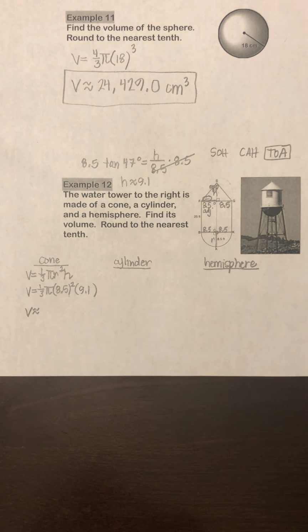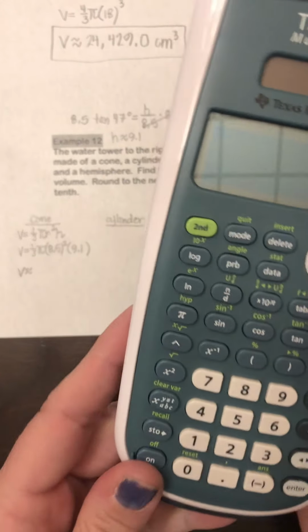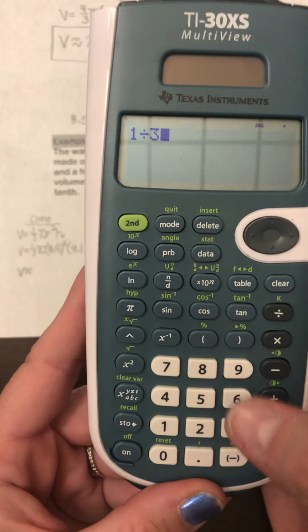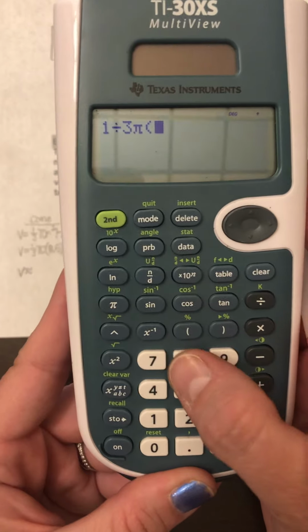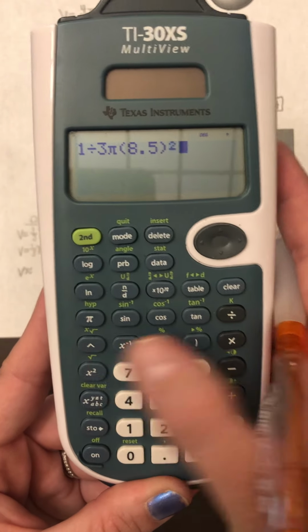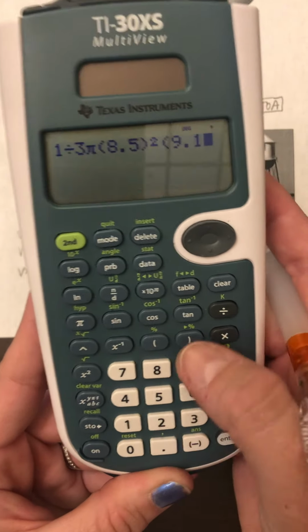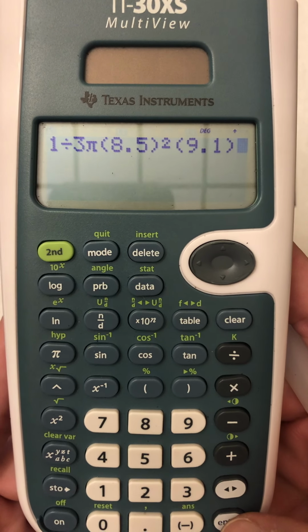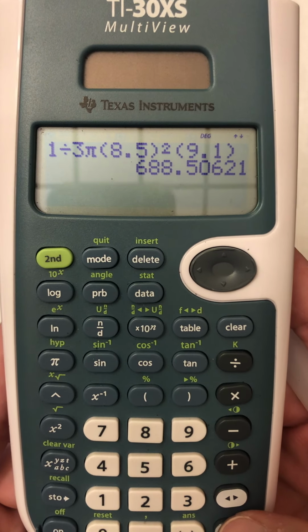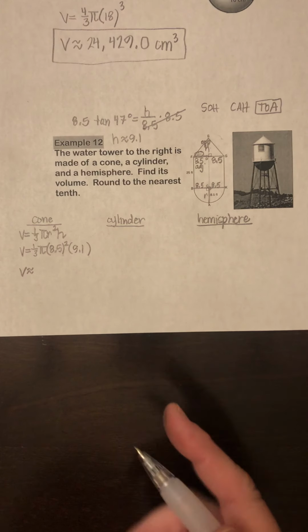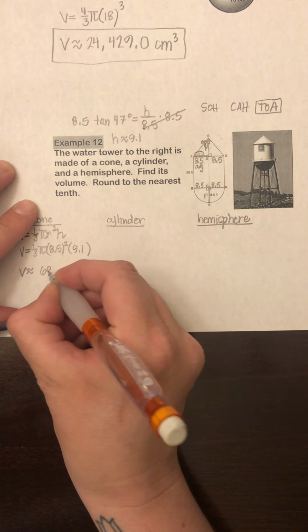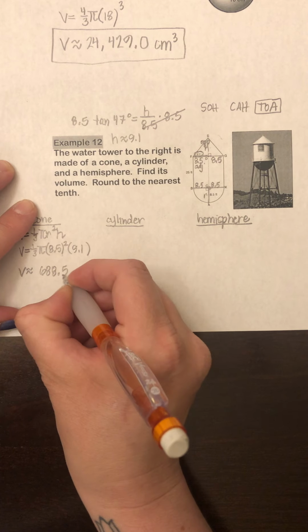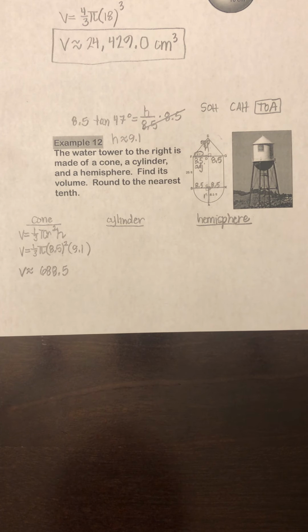All right, so let's plug this in. So we got 1/3 times pi times 8.5 squared times 9.1. So we've plugged in the radius and the height of the cone. We're going to round it to the nearest tenths place, so we're going to get 688.5. Okay, so far we have the cone.